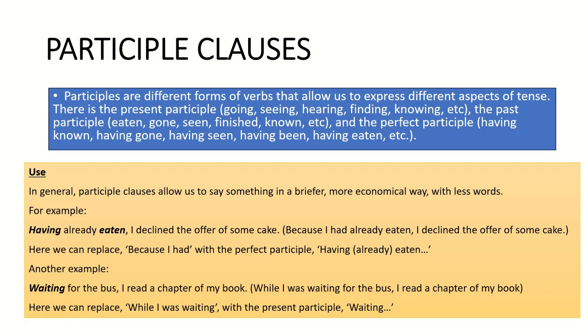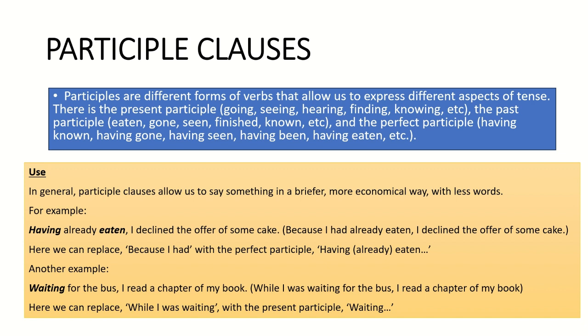Let's talk in detail. What does it mean, participle clauses? They are different forms of verbs that allow us to express different aspects of tense. So we have three types of participle clauses. We have the present participle, where we add ing to the verb: going, seeing, hearing, finding, knowing, and so on. We have the past participle, where I use the third form of the verbs like eaten, gone, seen, slept, finished, known, shown, taken, taught, bought, whatever. I have the perfect participle, where I use having plus past participle. So having known, having gone, having seen, and so on.